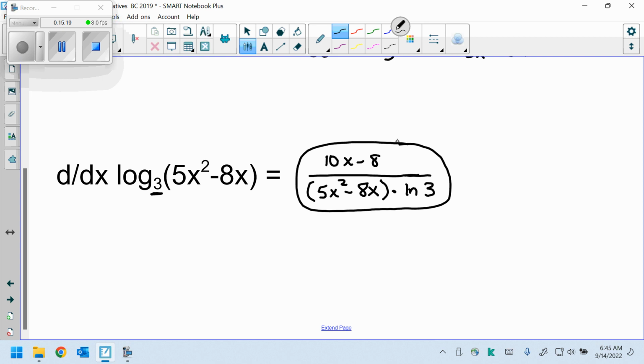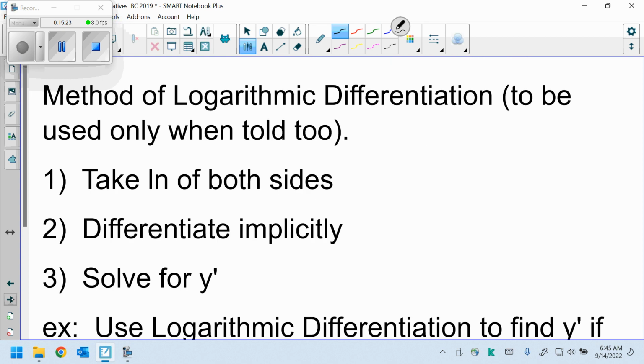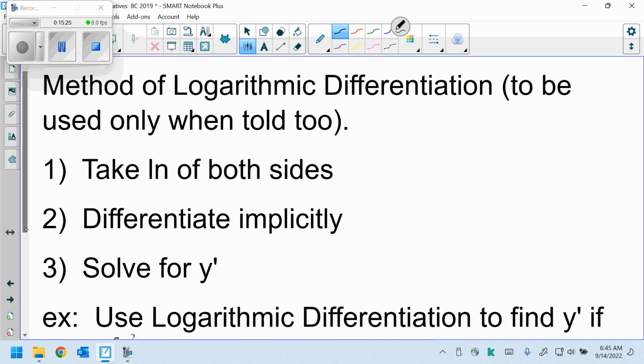So derivatives of logs, derivatives of natural logs. All right, final slide, logarithmic differentiation. Now this is kind of a complicated thing, and it isn't something that we use very often. In fact, we're only going to use logarithmic differentiation when we are told to. And you will be told to on your assignment today.